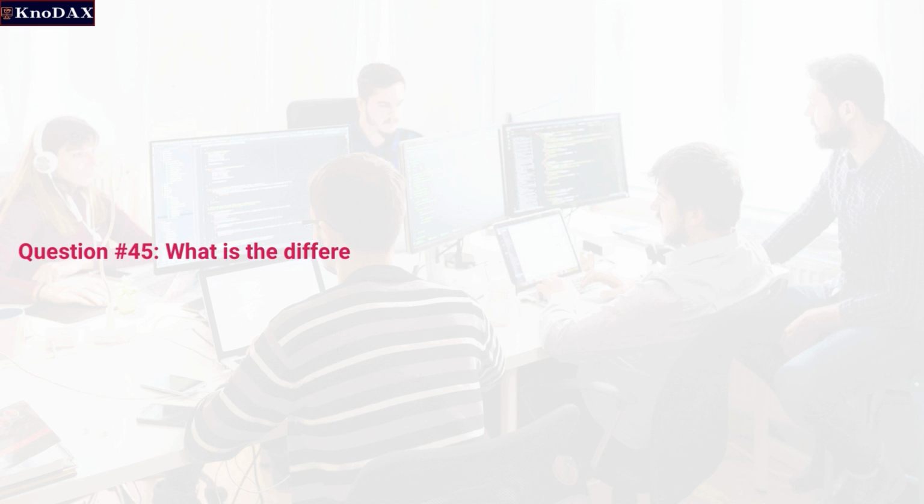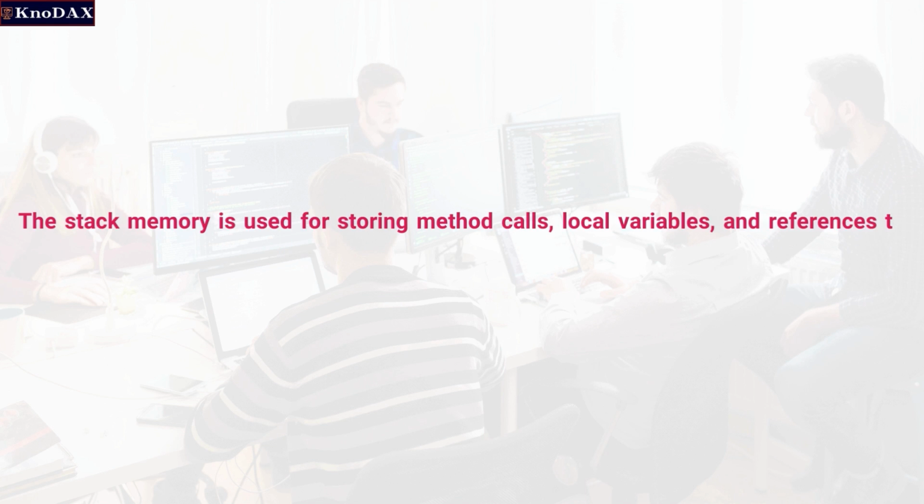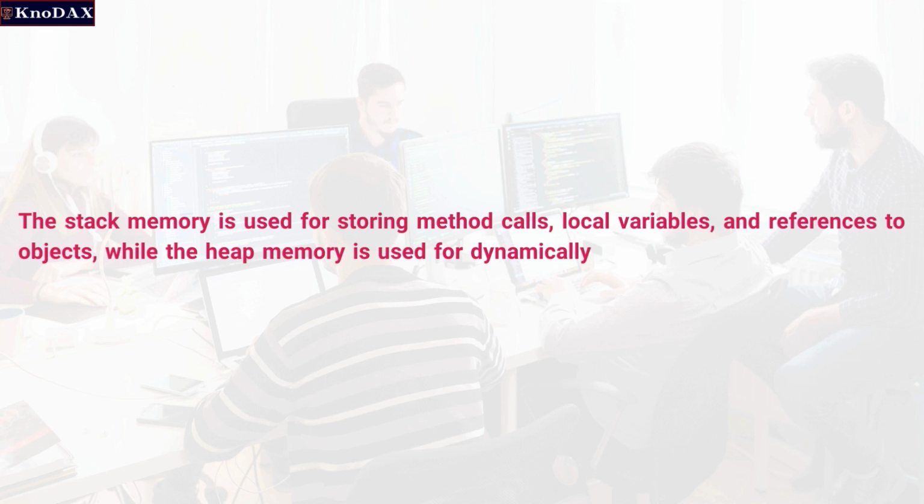What is the difference between the stack and the heap memory? The stack memory is used for storing method calls, local variables, and references to objects. On the other hand, the heap memory is dynamically allocated and is used for storing objects.